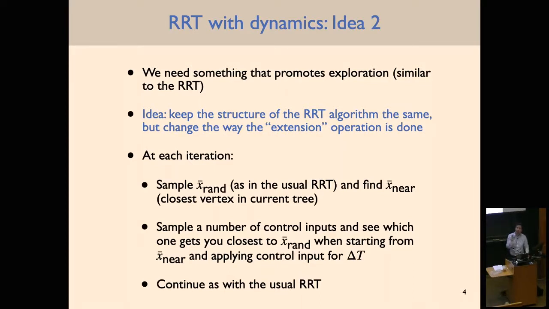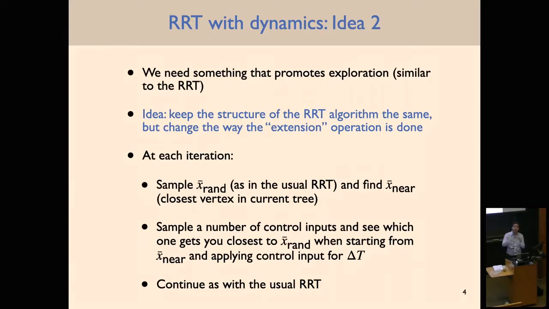Again, we initialize the tree with just the starting state x_a. At each iteration, we randomly sample a state, as in the usual RRT. In the usual RRT, we do the sampling in the configuration space. Here, we're sampling in the state space. But this is not from the existing tree; we're just randomly sampling some state that's not necessarily part of the tree right now. We find the nearest vertex, the nearest state in the existing tree, and then we somehow have to grow the tree from x_near to x_rand. And that's the tricky part.